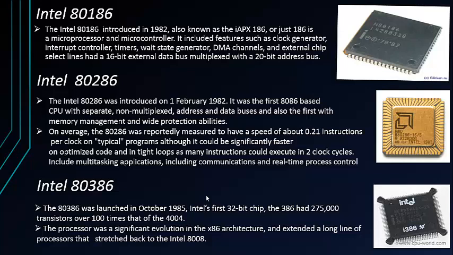The 80386 was Intel's first 32-bit chip. The 386 had 275,000 transistors, over 100 times that of the 4004. Versions of the 386 eventually reached 40 MHz.